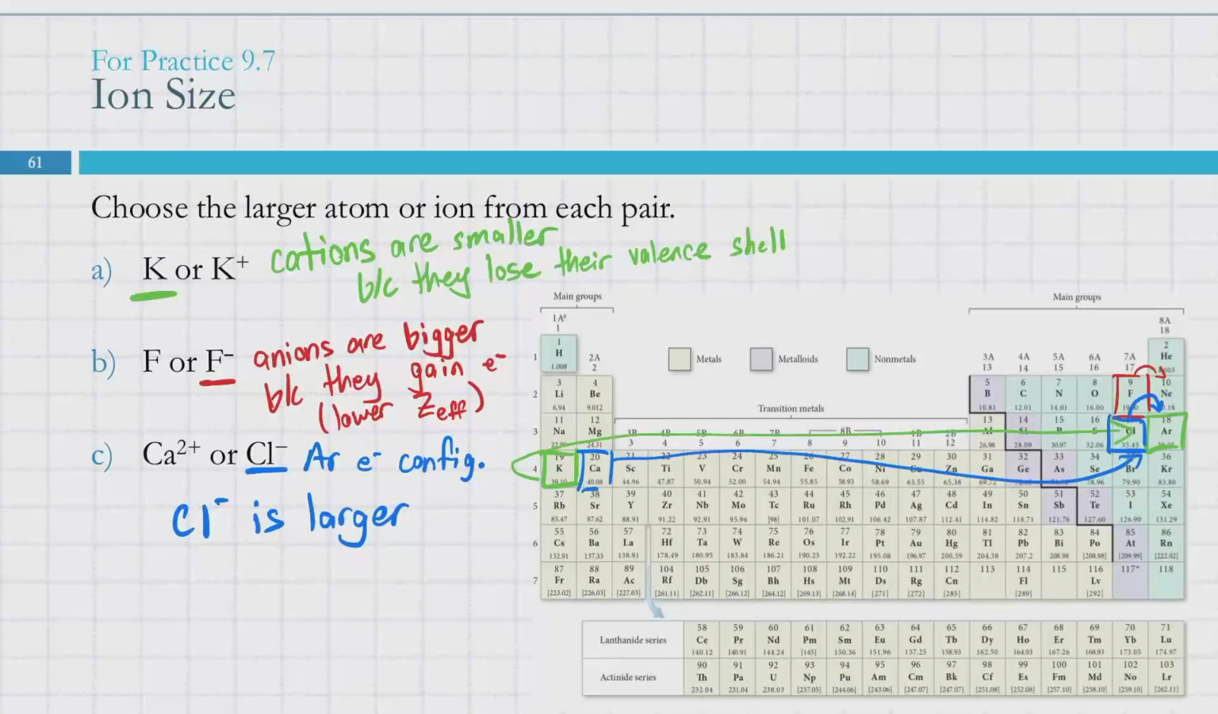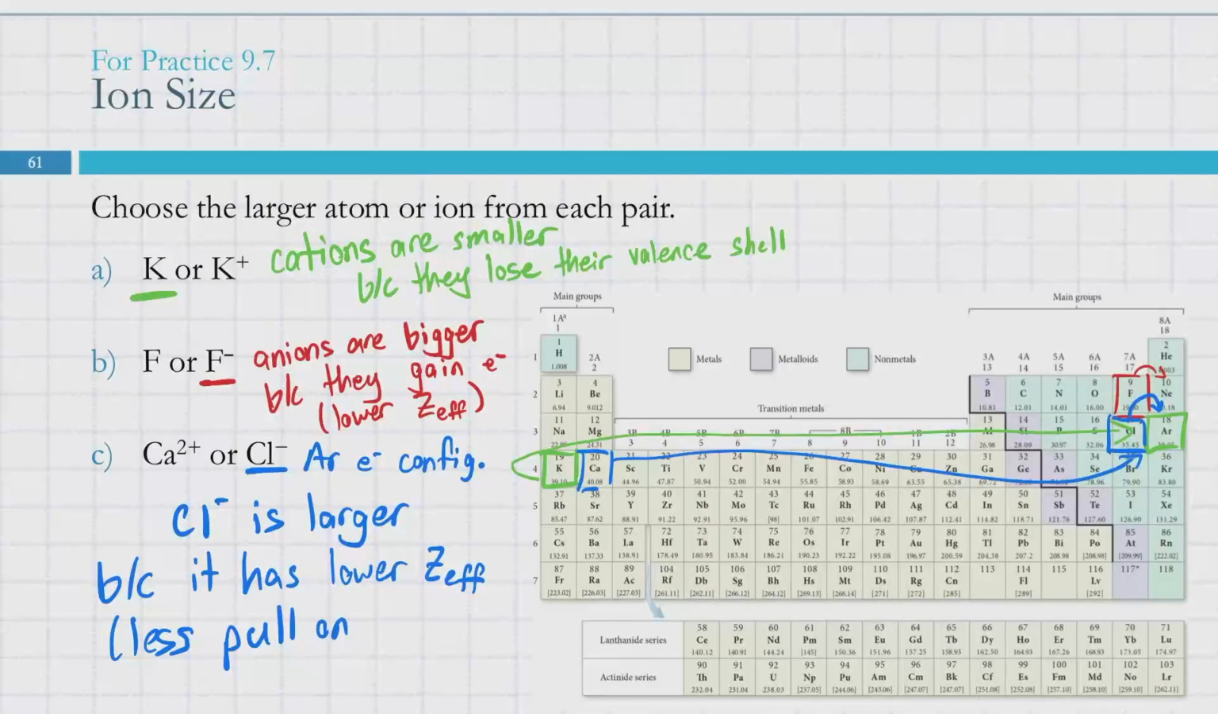Chloride is larger. They have the same number of electrons, and so the only thing really that's different about them is the number of protons that they have. Chloride has fewer protons, and so it has a lower effective nuclear charge. So it has less pull on valence electrons. So they're not pulled as tightly, they're not squeezing down quite as much, which means that it's larger.